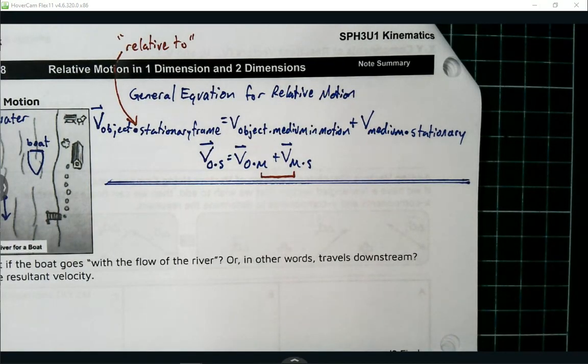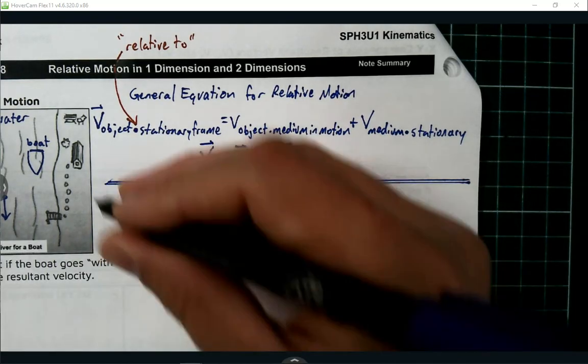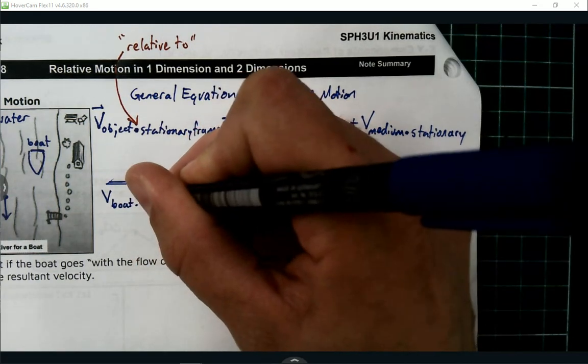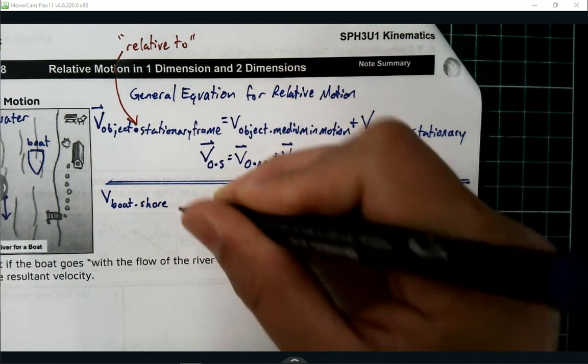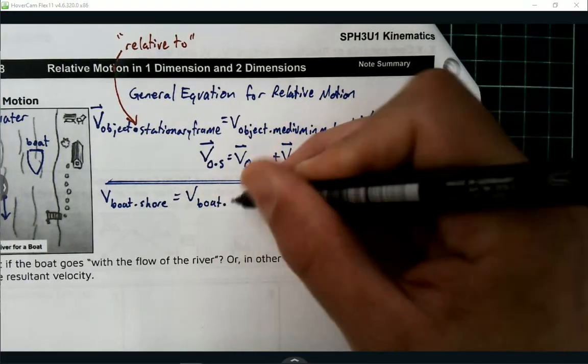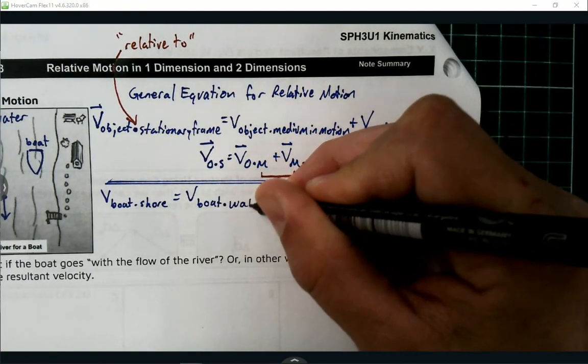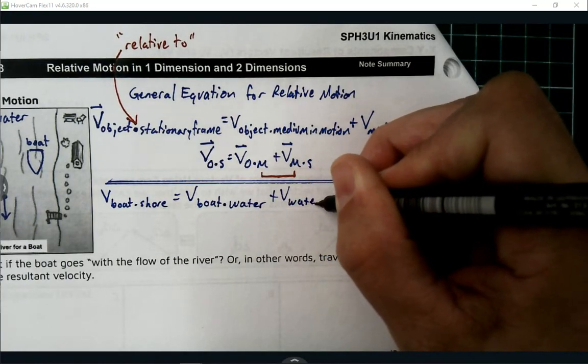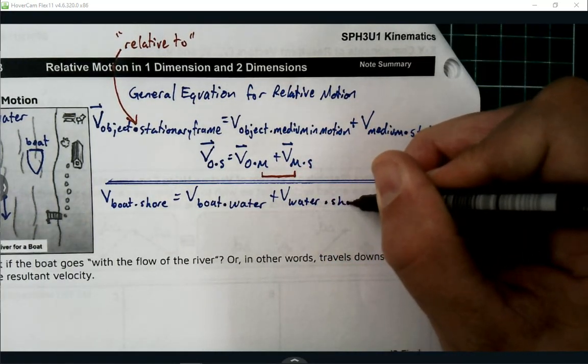Now, if that was the general way of writing things, in our specific context, we would talk about the velocity of a boat relative to the shore, and that being equal to the velocity of the boat relative to the water plus the velocity of the water relative to the shore.